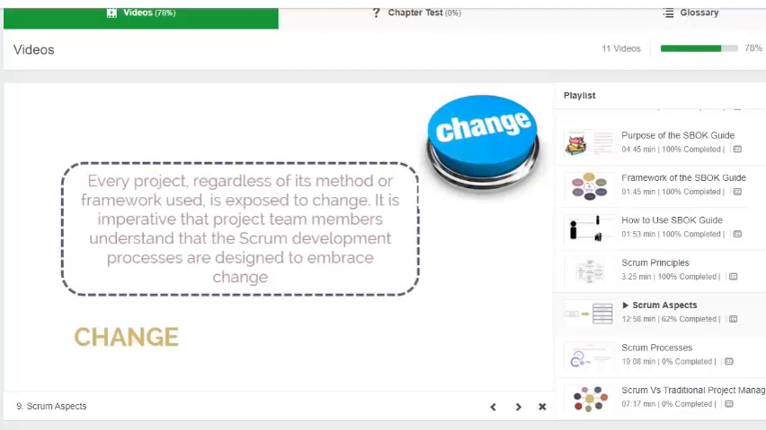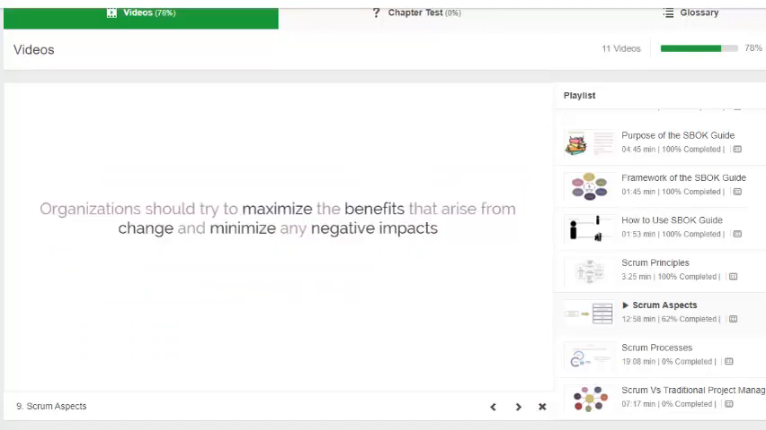Every project, regardless of its method or framework used, is exposed to change. It is imperative that project team members understand that the Scrum development processes are designed to embrace change. Organizations should try to maximize the benefits that arise from change and minimize any negative impacts through diligent change management processes in accordance with the principles of Scrum.